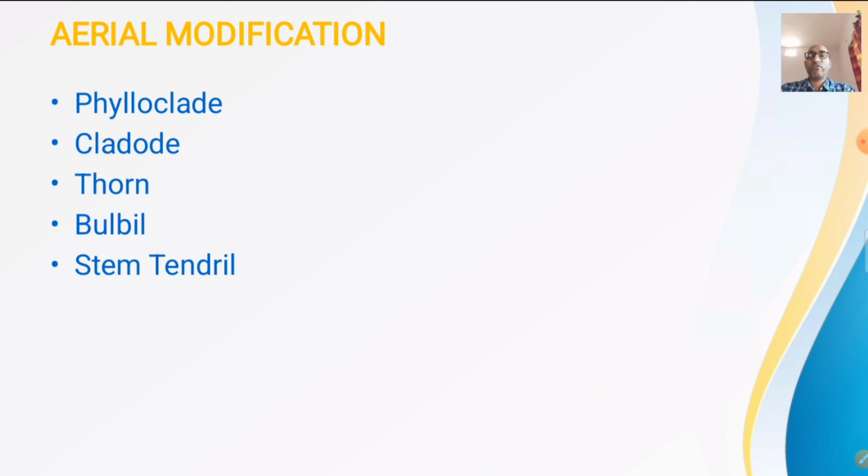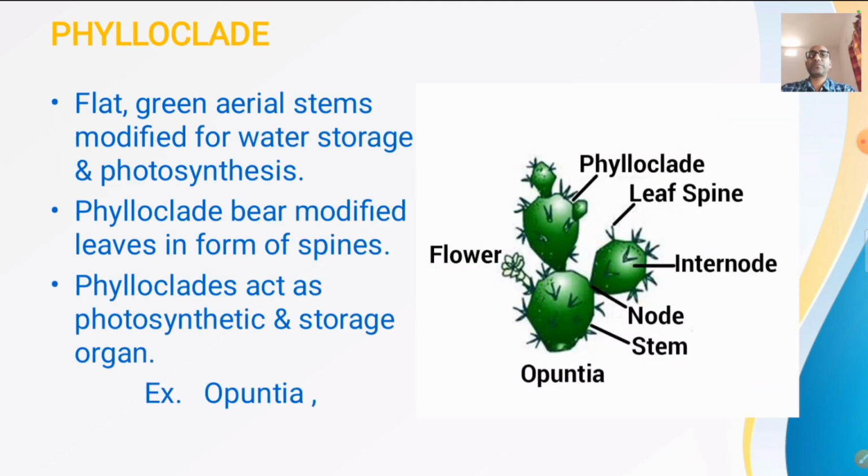These include phylloclades, cladodes, thorns, bulbils and stem tendril. First come to phylloclade. Here the example is quite clear. Opuntia, you have seen it. So phylloclades are flat green aerial stems which have been modified for storage and photosynthesis. Got it? And these bear modified leaves in form of spines. Now phylloclades act as photosynthetic and storage organ.